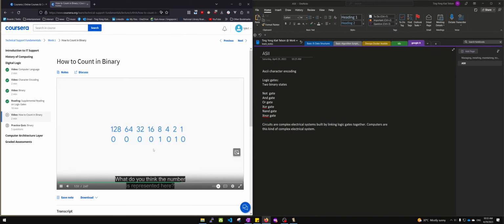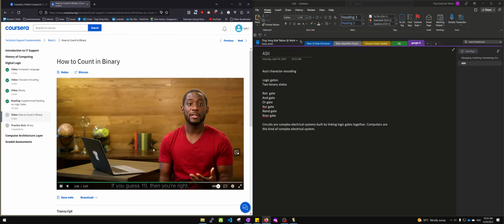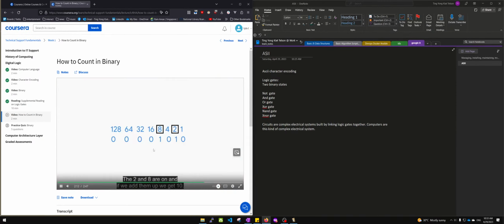What do you think the number is represented here? See where the ones and the zeros are represented? Remember, if our computer sees a 1, then the value is on. If it sees a 0, then the value is off. If you add these numbers up, you'll get a decimal value. If you guessed 10, then you're right. Good job. If you didn't get it, that's okay too. Take another look. The 2 and 8 are on, and if we add them up, we get 10.